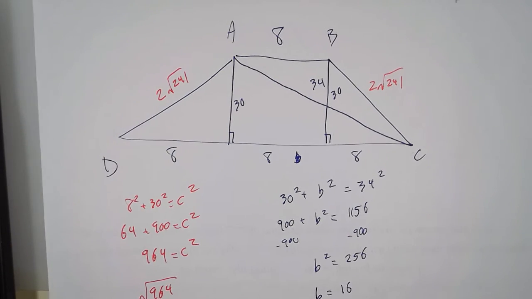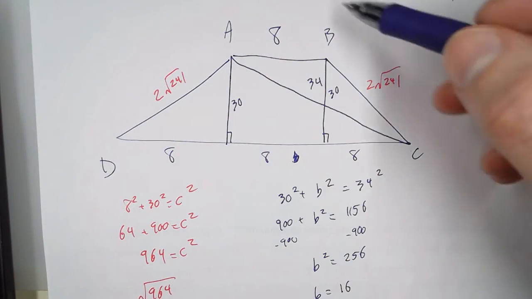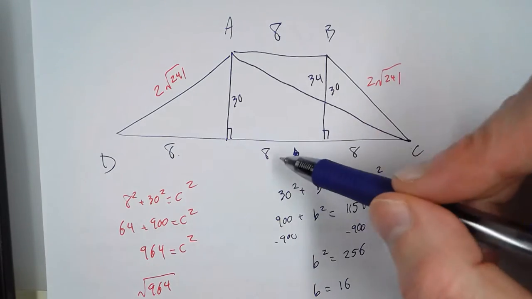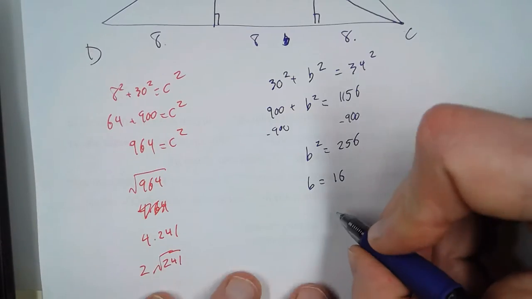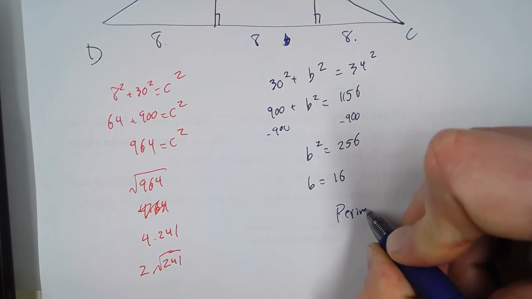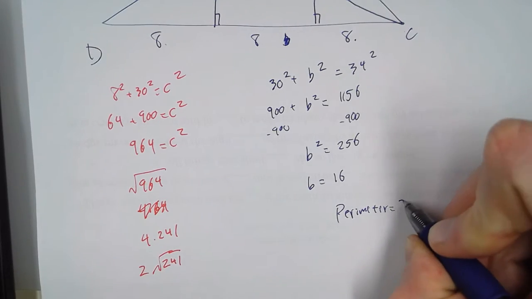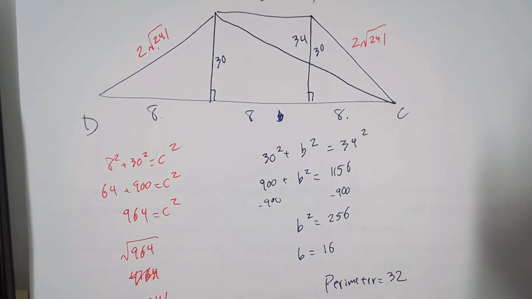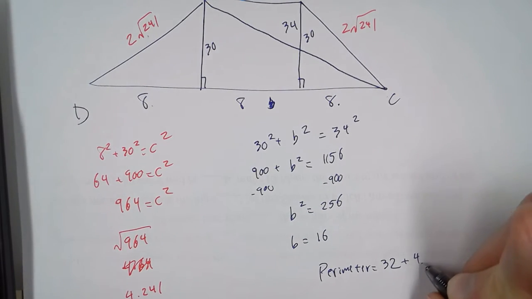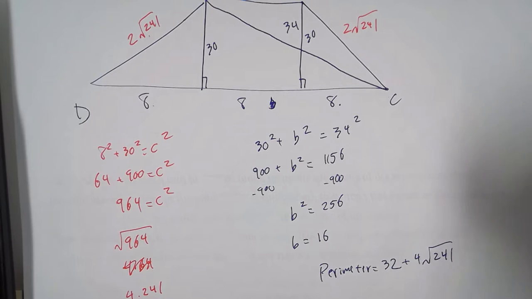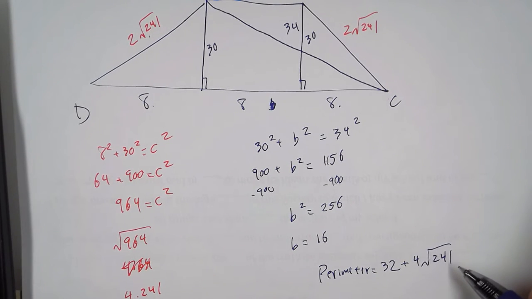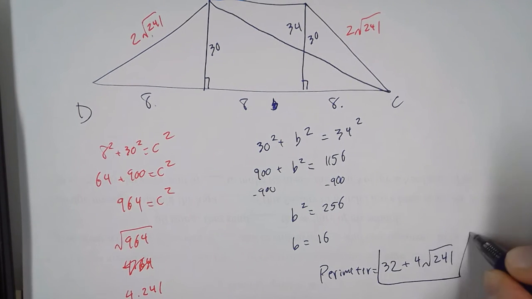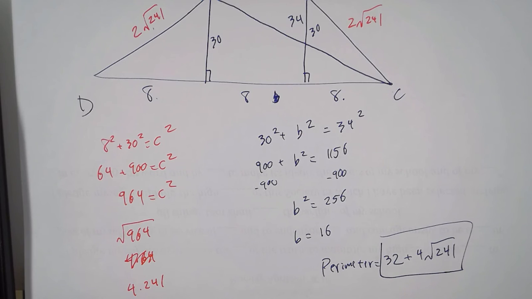So the question asks, what is the perimeter? So I'll take 8 plus 8 plus 8 plus 8. That is 32. And then I'll take these two, 2 radical 241 and 2 radical 241 is 4 radical 241. And 241 is a prime number. You can try dividing by others, but this is as simple as it gets. So there's your answer, and we're done.